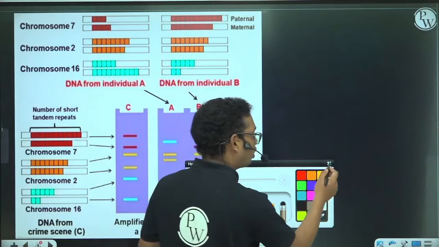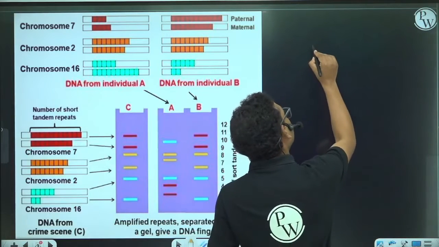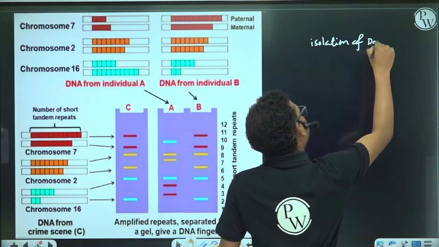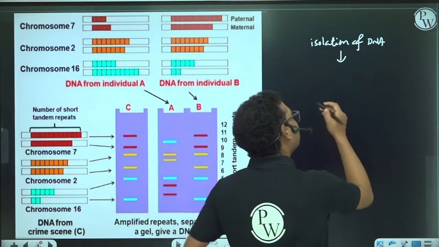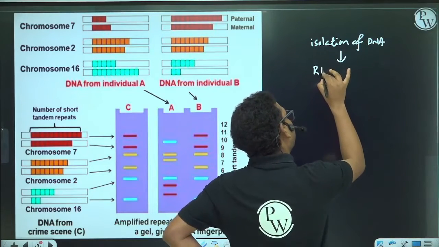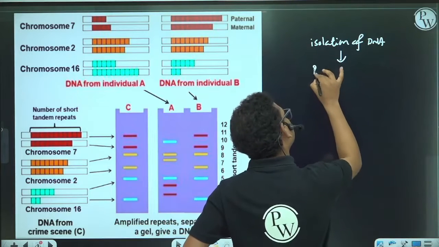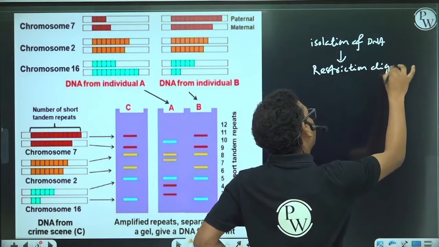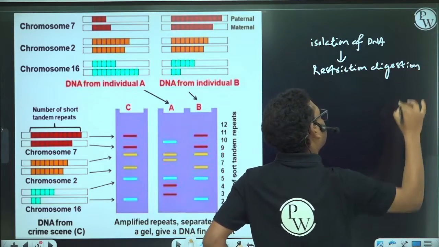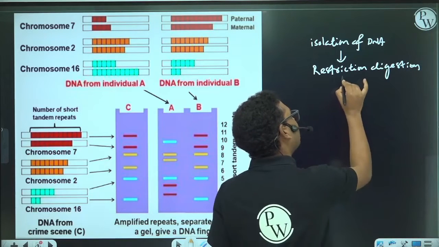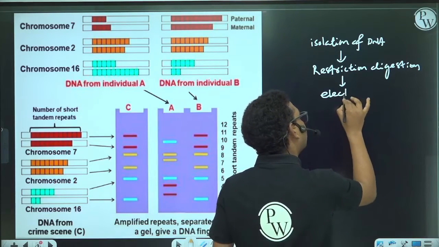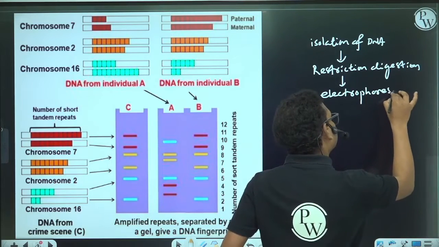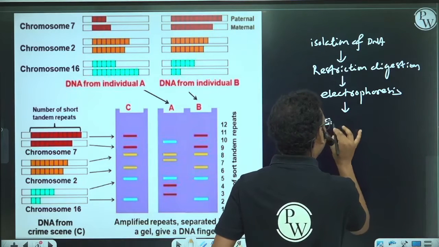Let me repeat, what are the various steps? The first step is isolation of DNA. Then the next step is restriction digestion of DNA by restriction endonuclease. Then we perform gel electrophoresis. Then we perform blotting. Which type of blotting? Southern blotting.